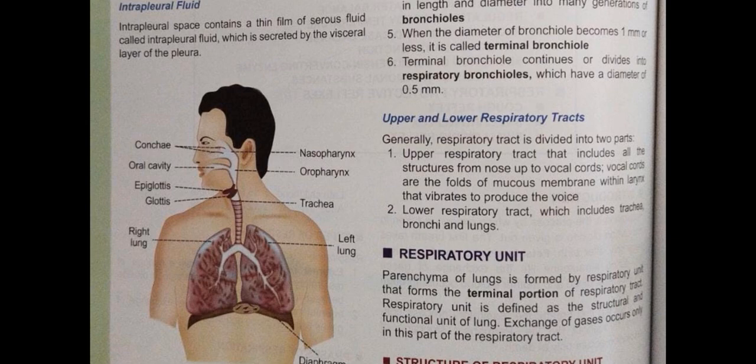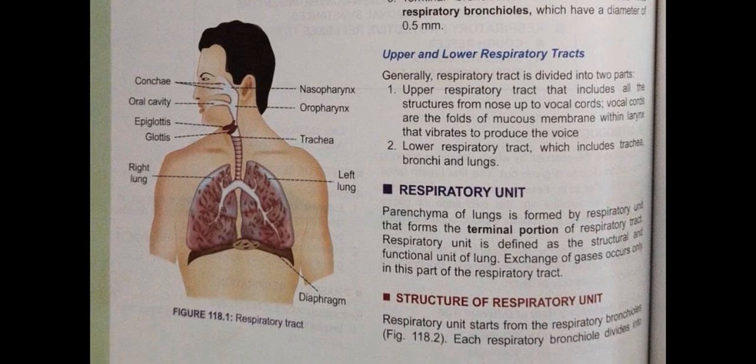Generally, the respiratory tract is divided into two parts. The upper respiratory tract includes all the structures from the nose up to the vocal cords. Vocal cords are the folds of mucous membrane that vibrate to produce the voice. Then the lower respiratory tract includes the trachea, bronchi and lungs. Then the respiratory unit. The parenchyma of the lungs is formed of respiratory units that form the terminal portion of the respiratory tract. A respiratory unit is defined as the structural and functional unit of the lung. Exchange of gases occurs only in this part of the respiratory tract.